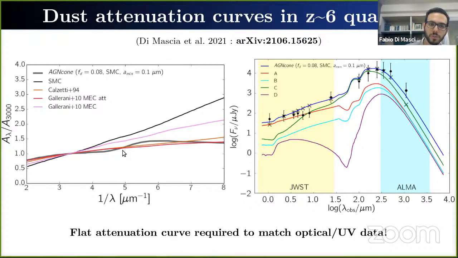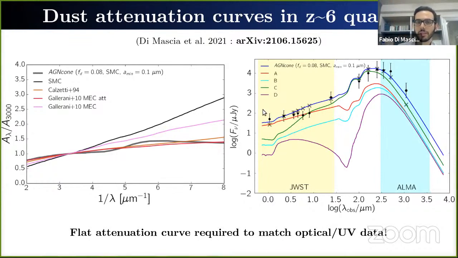corresponds to the solid green line. The attenuation curve that we predict is flat, and it is the one required in order to match the optical-UV data. You can see that it's also quite flat with respect to the SMC one, but it is also consistent with the one predicted by Gallerani and collaborators in 2010.